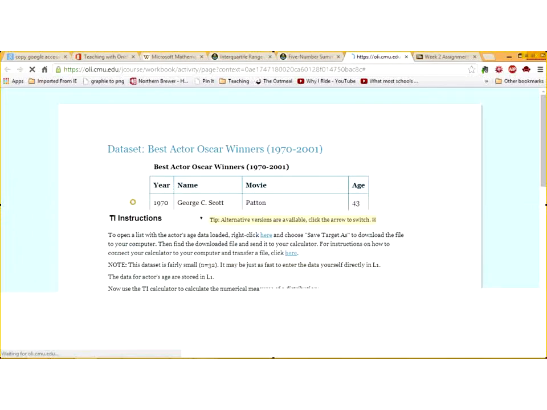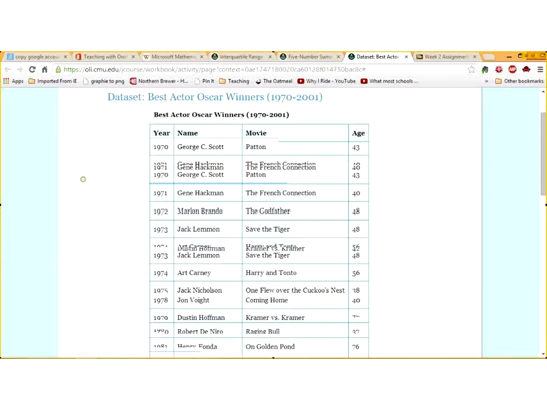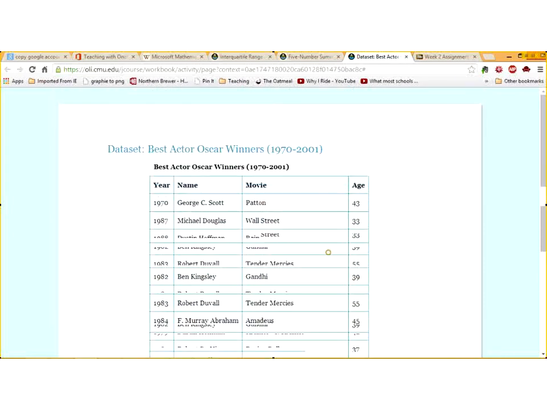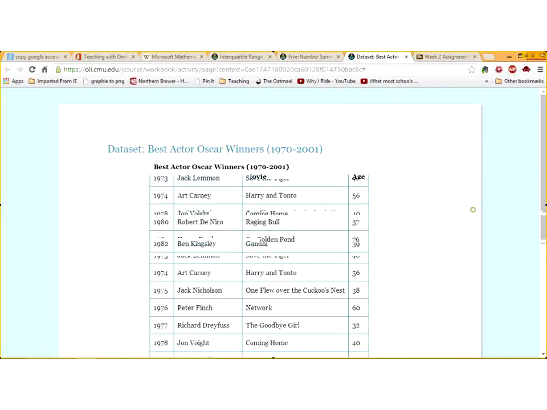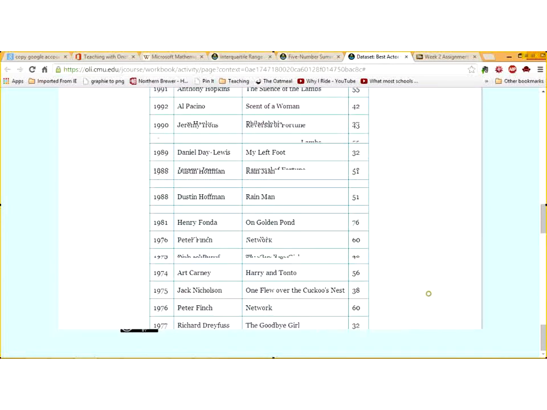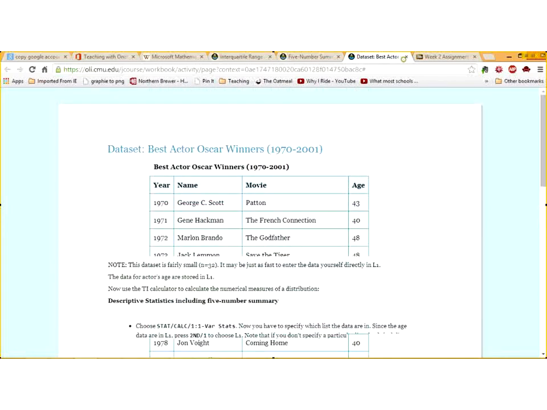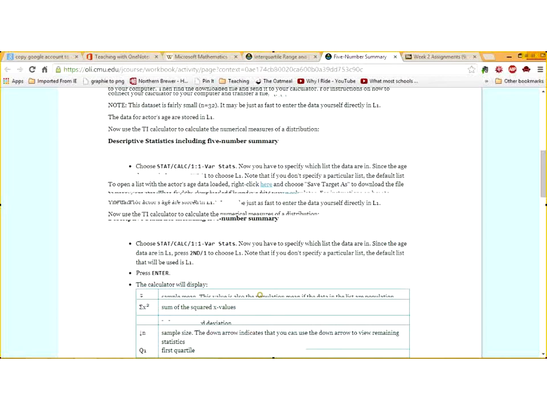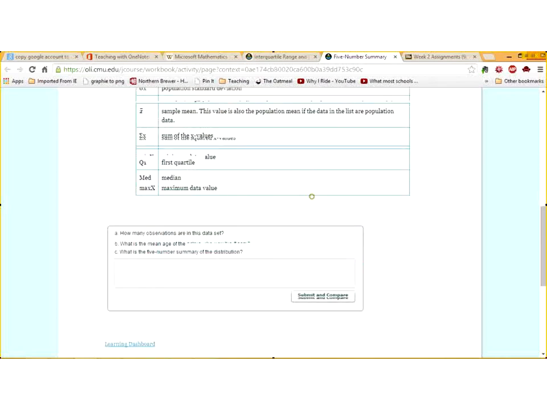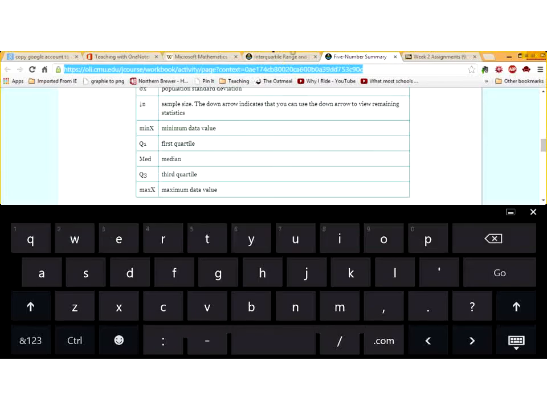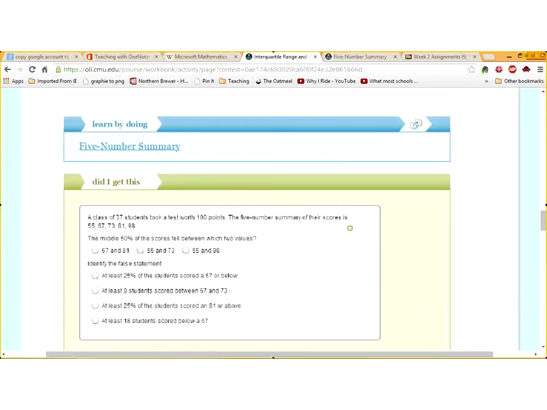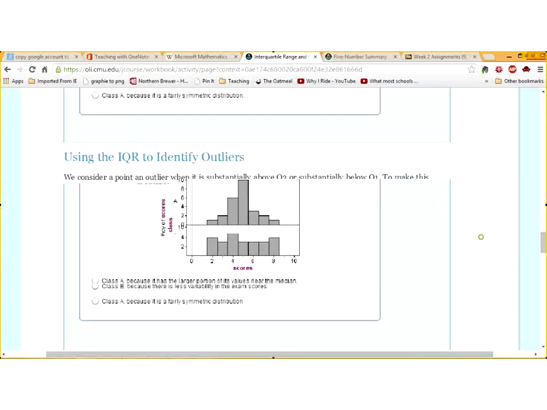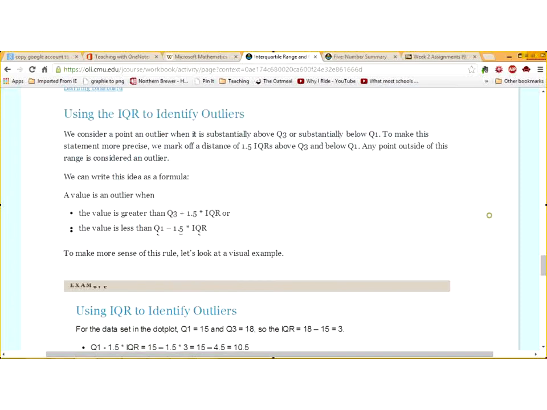So it's got TI instructions. You can see the data set here. This is the Best Actor Award winners, so you can go through all that, put those numbers, the ages, in your calculator. I'm not going to do that right now. And then it'll give you the instructions right back here for how to find the 5-number summary. It shows you all the stuff that the calculator displays. All right. And then there's a "did I get this" based on that as well. All right. Now another thing.